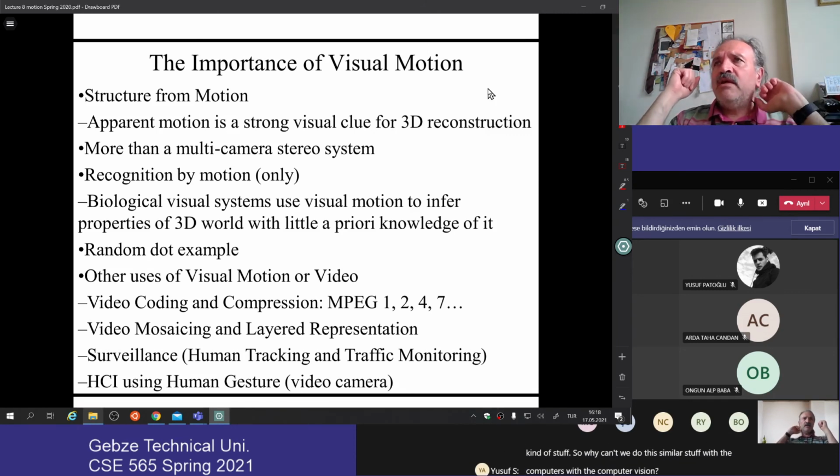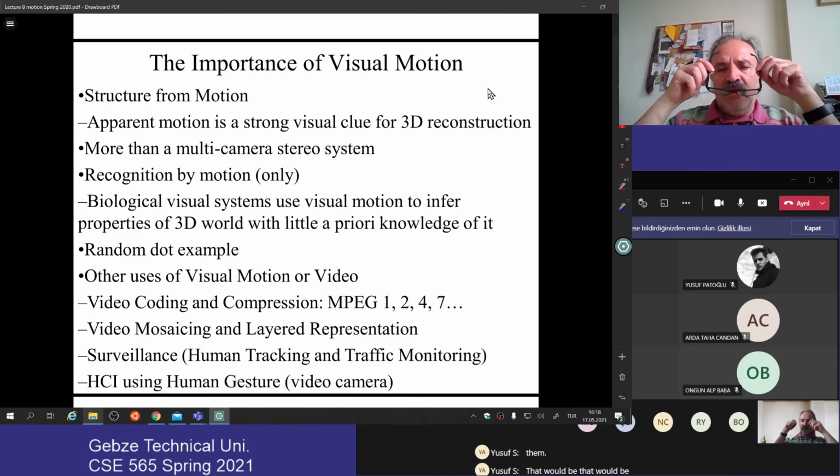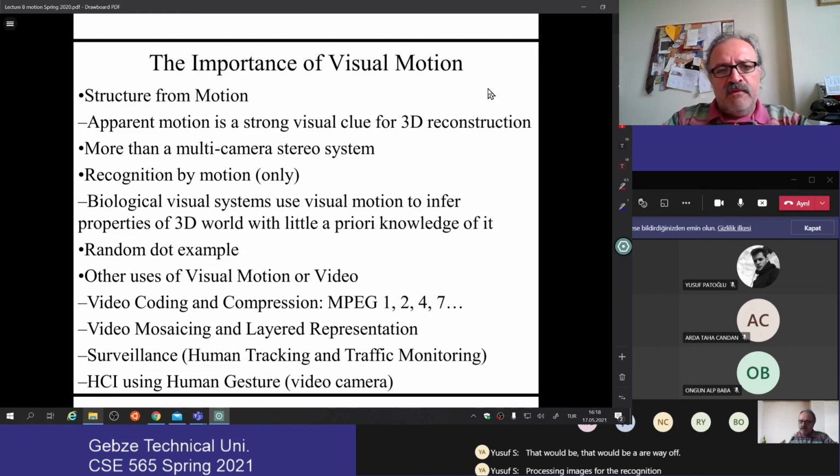So all I need to do is process more frames, one after the other, and try to find relationships between them. That would be our way of processing images for recognition only. That doesn't mean that we are going to use motion for recognition only.